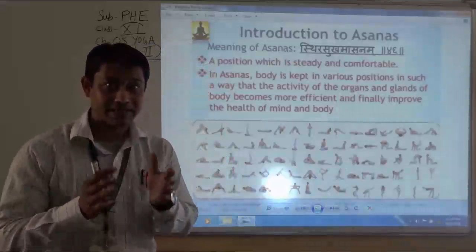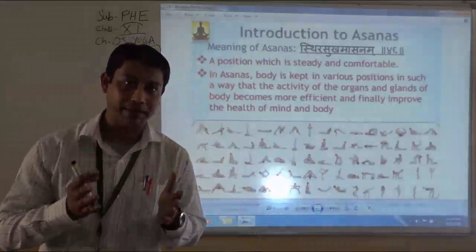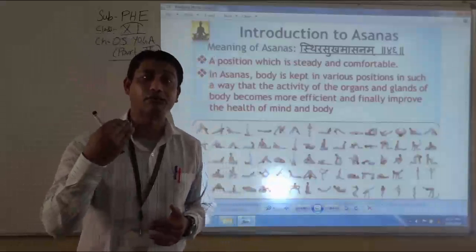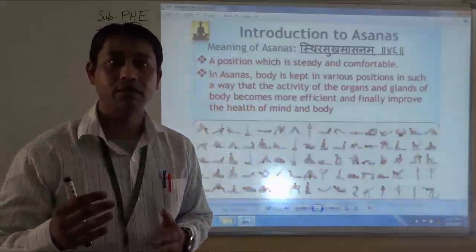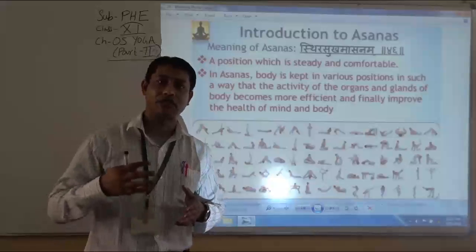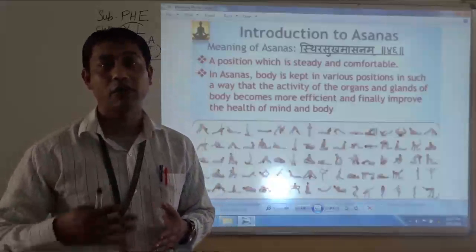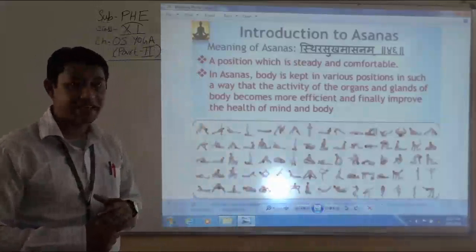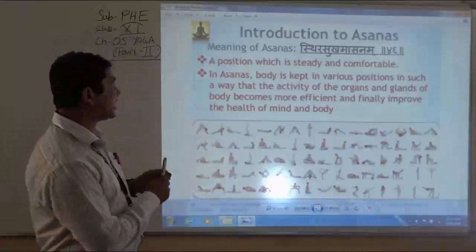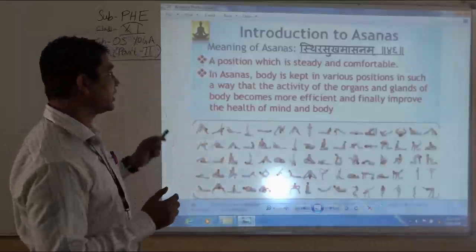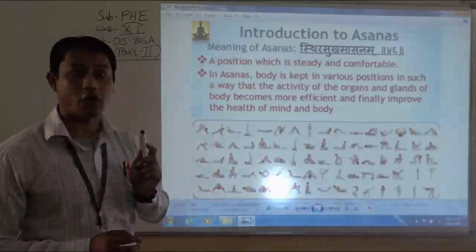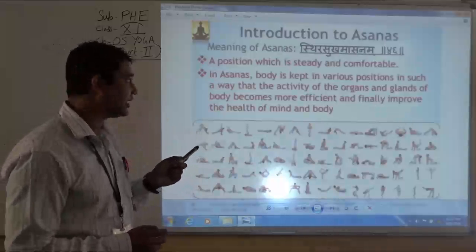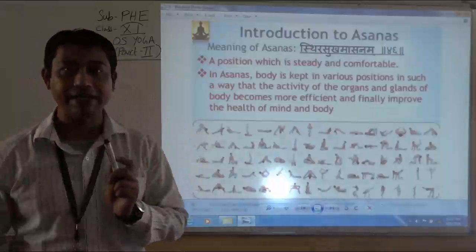So what basically does asana mean? Asana means to acquire any position that gives comfortableness to the individual. Asana is any posture that an individual can acquire for a longer duration of time. So let's see. A position which is steady and comfortable. In asanas, the body is kept in various positions in such a way that the activity of organs and glands of the body becomes more efficient and finally improves the health of mind and body.